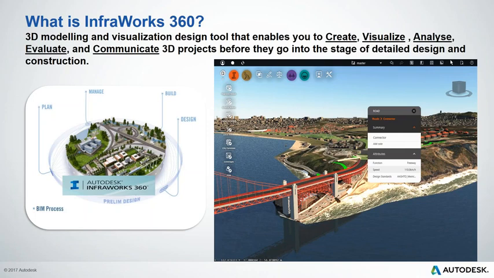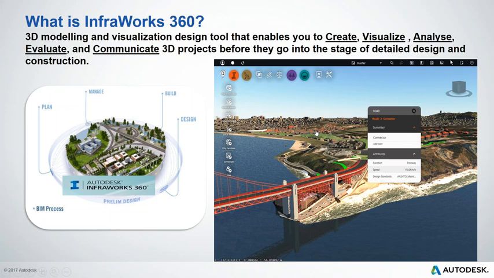Before I move forward, what is InfraWorks? InfraWorks, or InfraWorks 360 as it used to be called, is a 3D modeling and visualization design tool that allows you to create 3D models up to city scale. We're talking about 1,000, 2,000, or even thousands of square kilometers. It enables you to visualize those models in a compelling 3D environment, analyze those models, and we're going to see how we analyze certain design features within the software for drainage and bridges, evaluate sometimes the cost of the design proposal, and definitely be able to communicate that model or project to the stakeholders, whether on an iPad, a desktop computer, or just from any mobile device using the web browser.